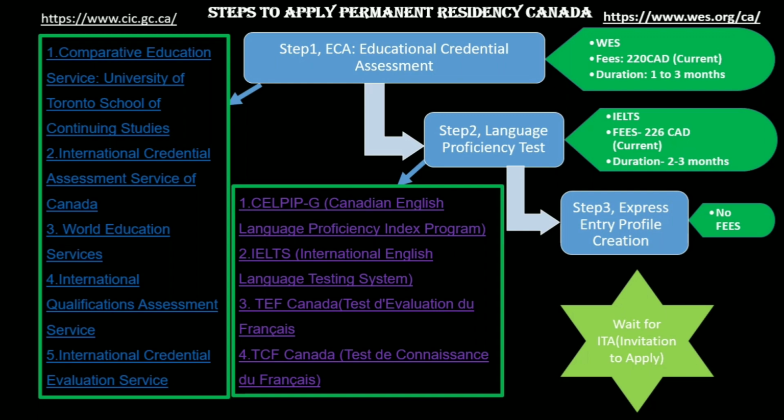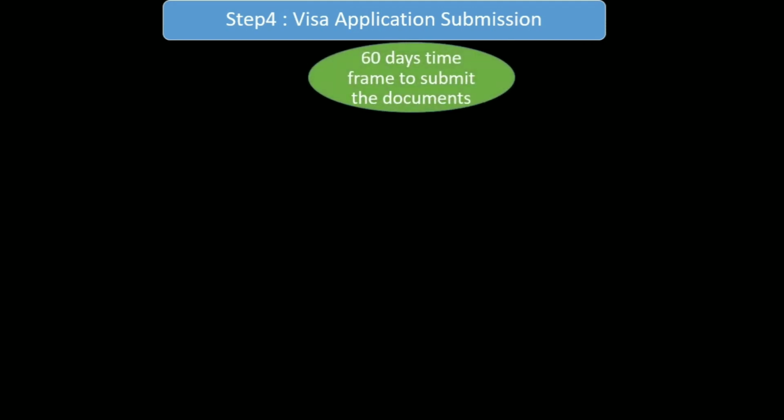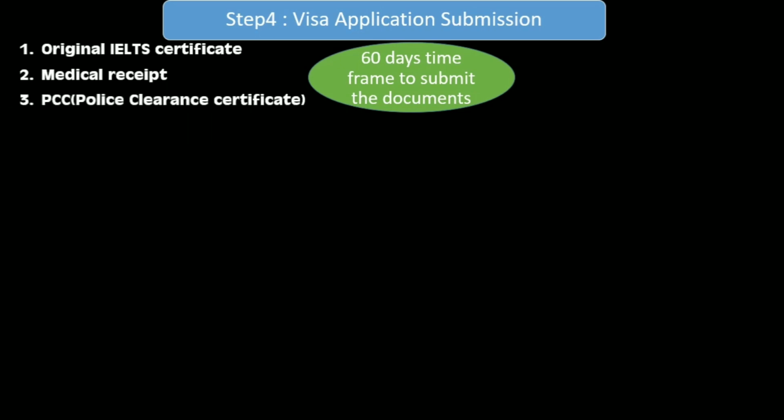and that leads us to step number 4, which is visa application submission, and we need to arrange a list of documents. Arranging these documents may be time consuming for some people, but do not worry because we get about a 60 day time frame to submit all these documents. The documents are the original IELTS certificate, you need a medical receipt, and you need a PCC, police clearance certificate. PCC can be time consuming for some people.